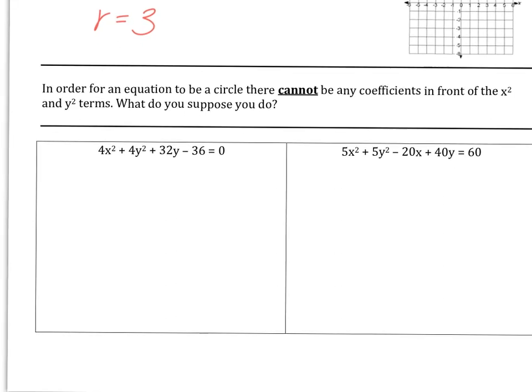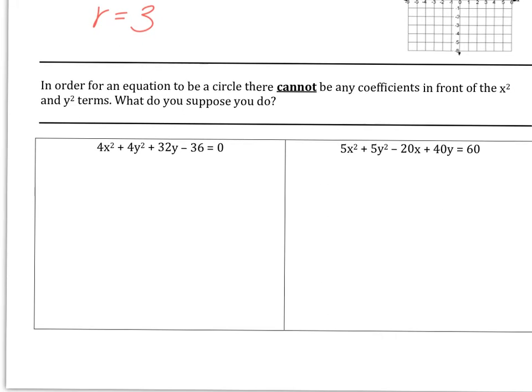Last piece I need to talk about is in order for an equation to be a circle, there cannot be any coefficients in front of x squared or y squared. What do I do when I have that issue? If I have a coefficient in front of x squared or y squared, it can't be a circle. So to be able to get rid of that coefficient, I'm going to divide every term by that coefficient.